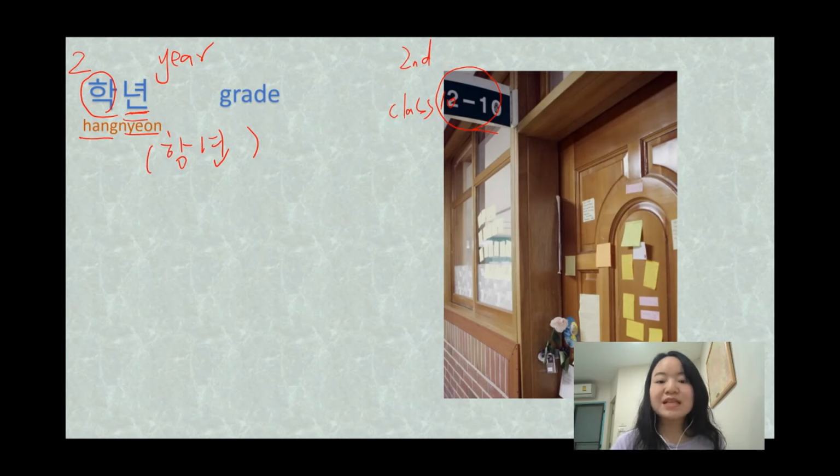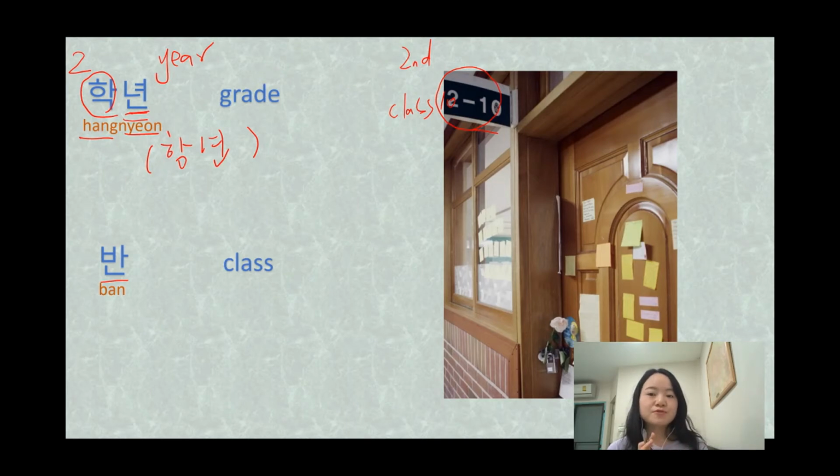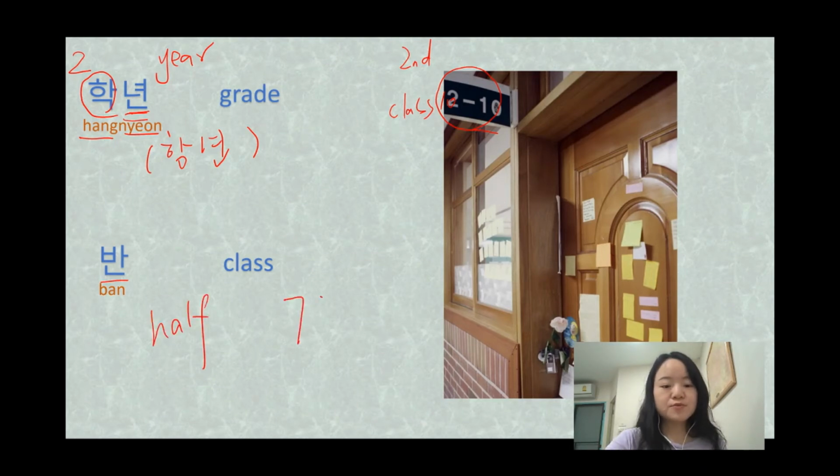Okay, next one is class. Class in Korean is this one. The pronunciation is 반. Maybe some of you will feel familiar because we have seen this word before. Where? The time. Because 반 it also means half. For example, if it's 7 half, what time is it? You can say it's 7시 반.